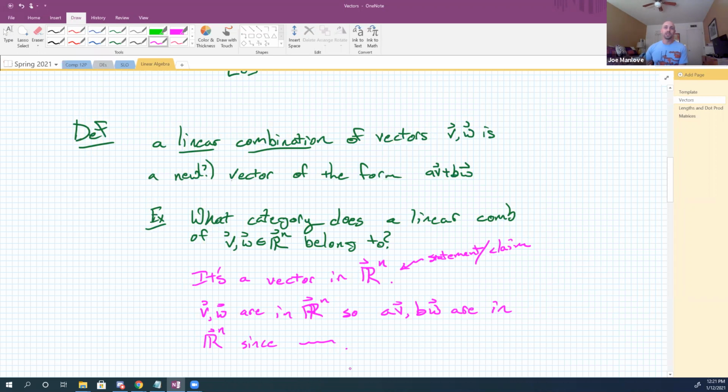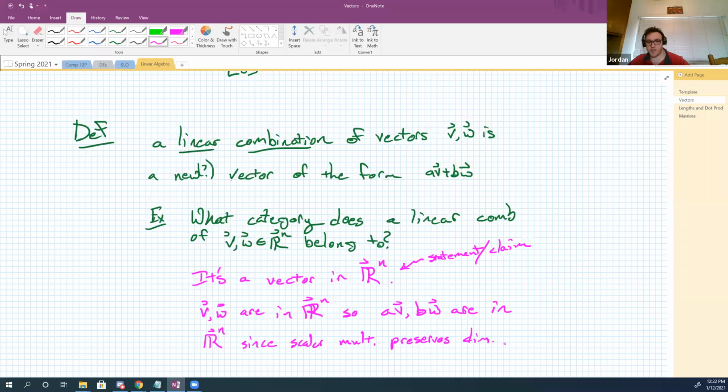In this case, you might say something like, if you really felt like explaining this, which might be good practice here, since scalar multiplication preserves dimension. You all with me on that? Okay. So have I now demonstrated that this is the case? Can you prove to somebody though that scalar multiplication preserves dimension?